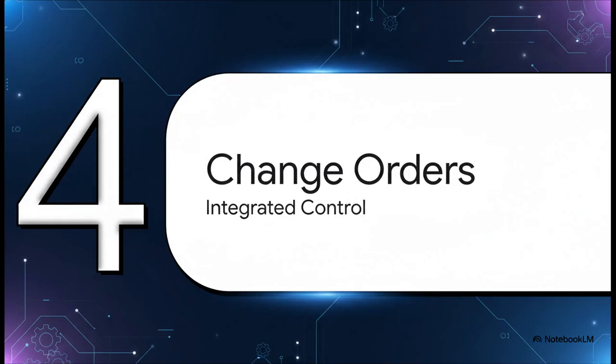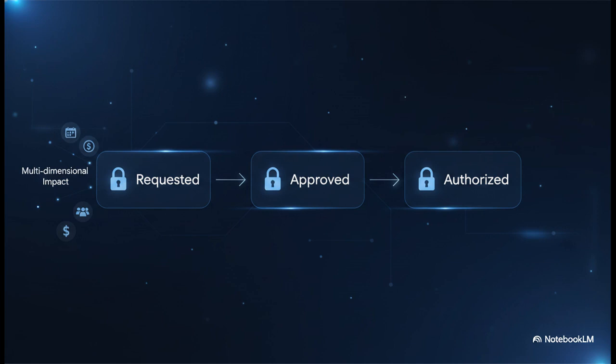And that leads us perfectly into Section 4, Change Orders and Integrated Control. Listen, without formal change control, your project baselines are basically meaningless. A change order in PMoly isn't just a suggestion box. It provides a rigorous, formal mechanism to evaluate any proposed modification. It forces a multi-dimensional impact analysis across the board, and it requires a strict 3-stage digital signature workflow. It moves from requested to approved and finally to officially authorized.